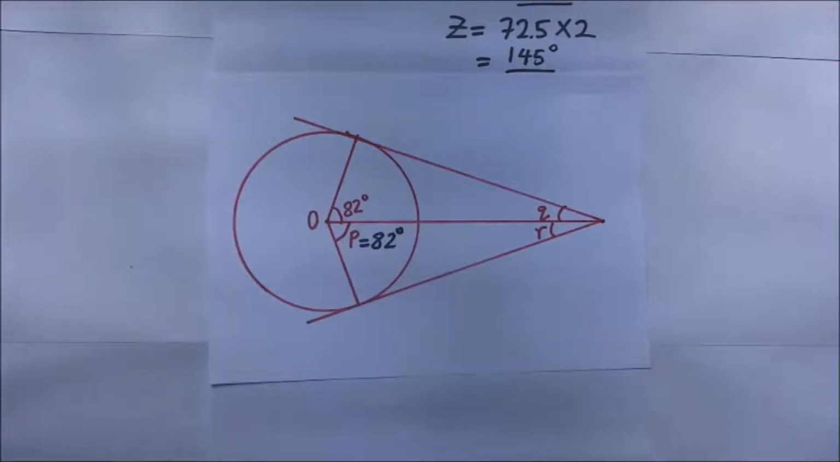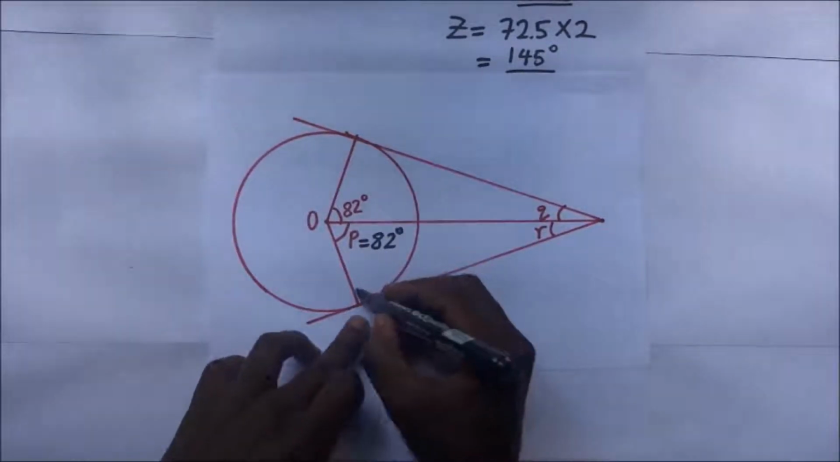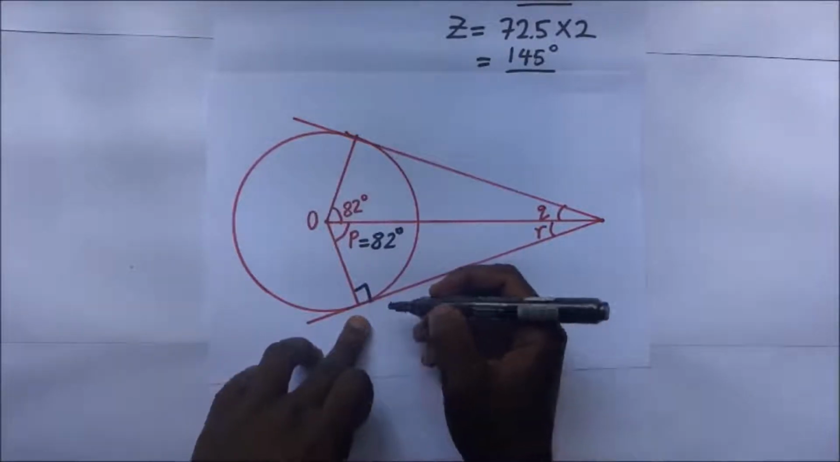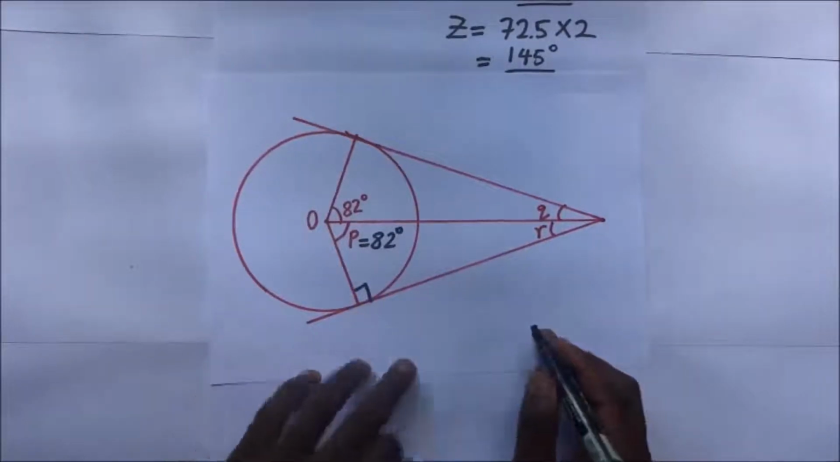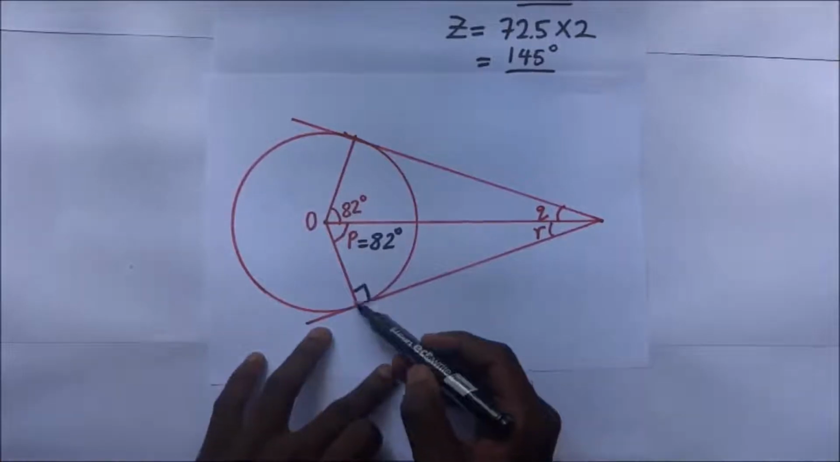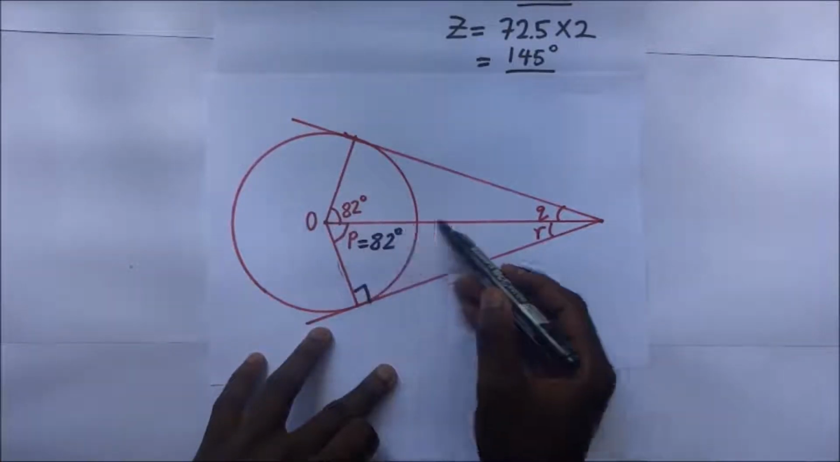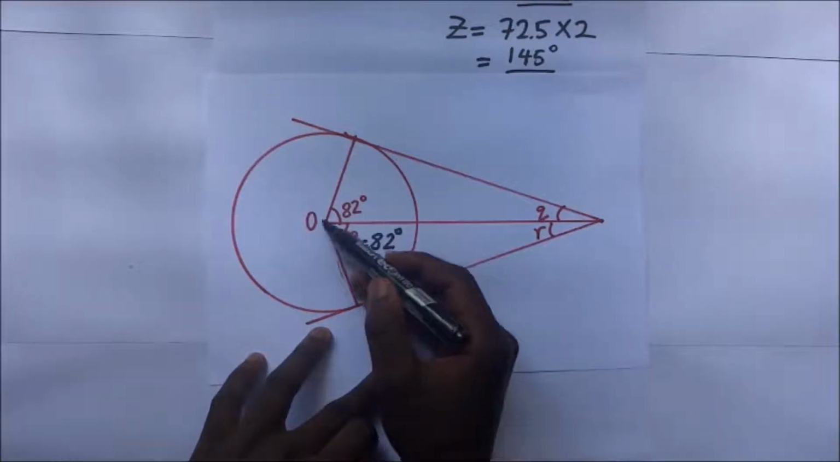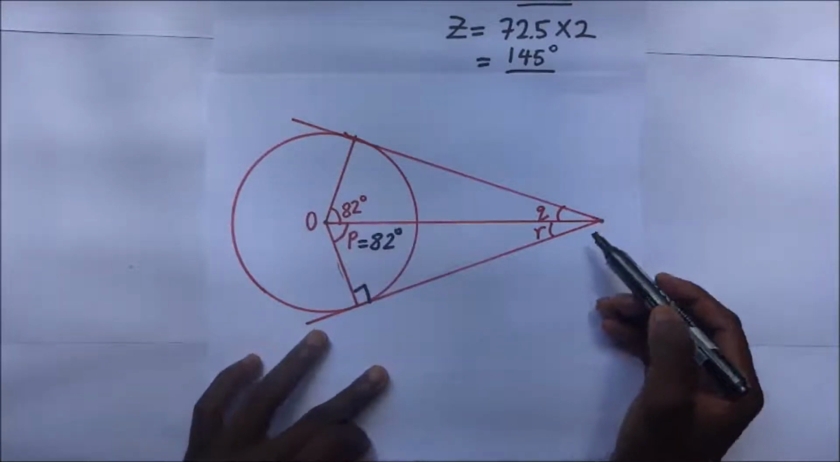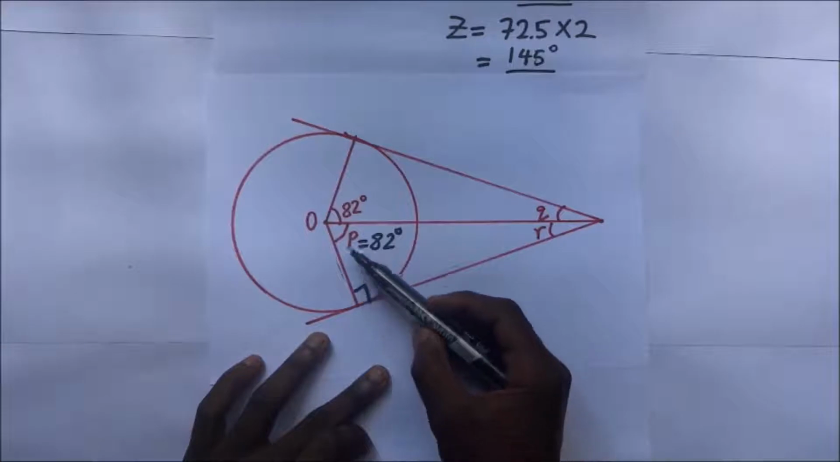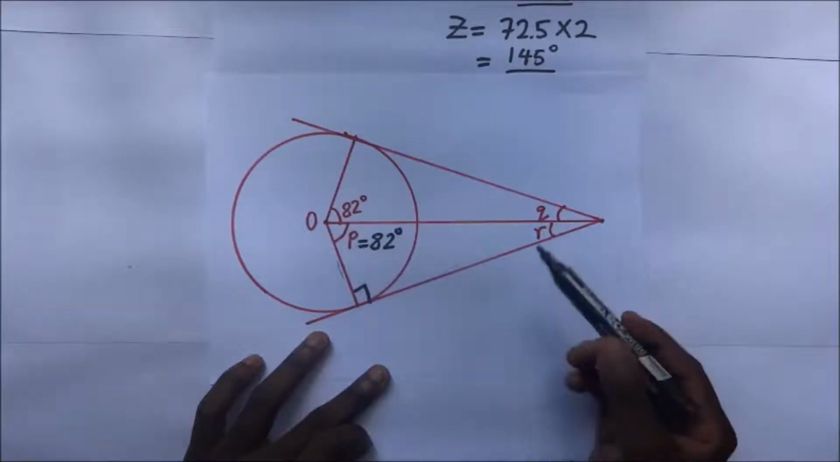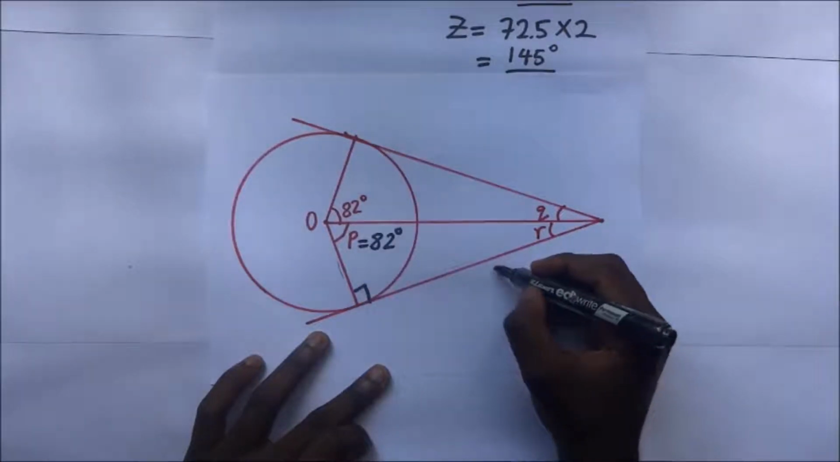And now what about the value of Q and R? We know that this being a tangent, it meets this at that point at 90 degrees. So we shall take interest in just one of those triangles. And we know that the total angle sum of a triangle is 180 degrees. So it's going to be 90 degrees plus 82 degrees plus R is equal to 180 degrees.